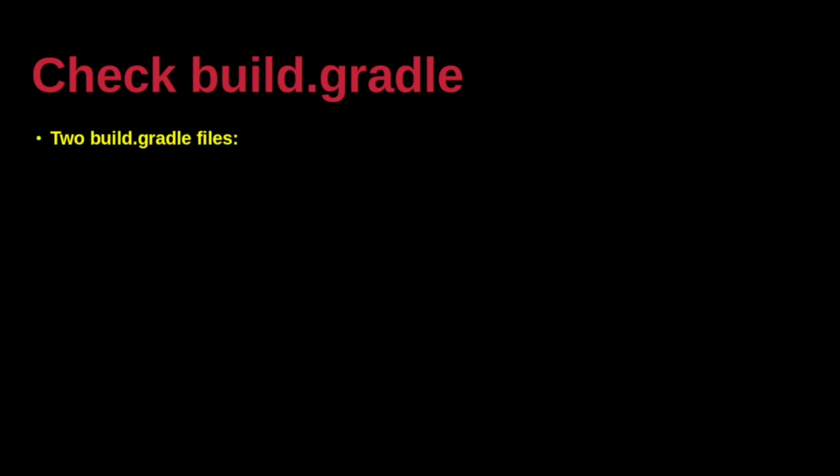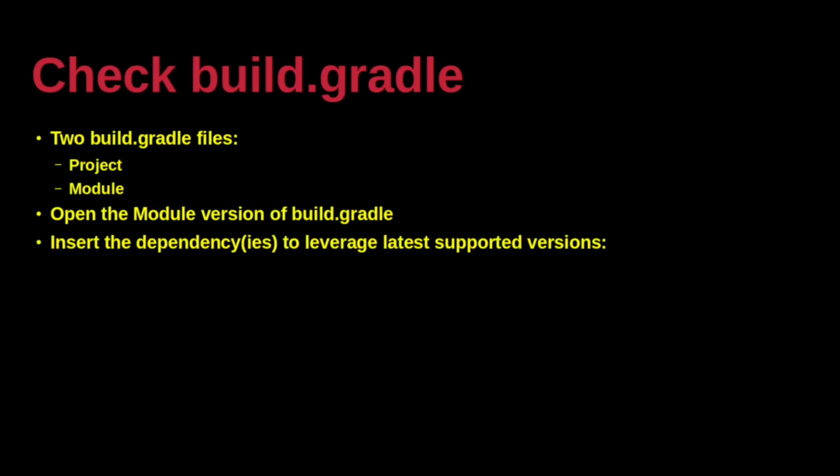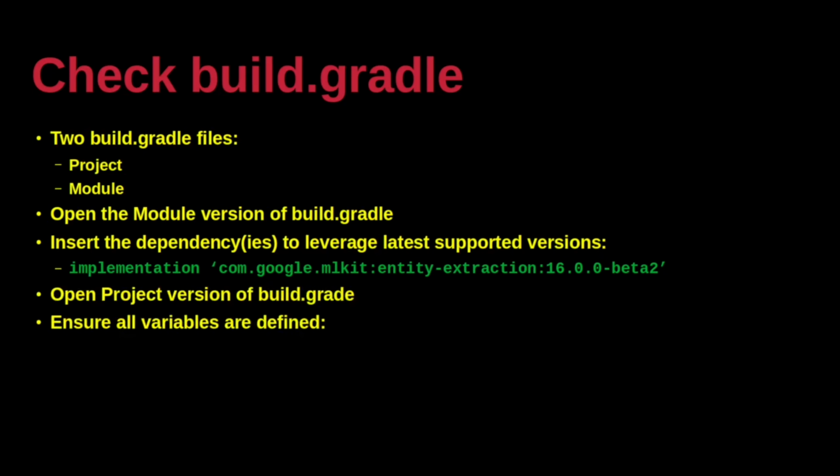There are two build.gradle files, one for project and the other for module. Open the module version of the build.gradle file. Insert the dependencies in the header section of the file. Open the project version of the build.gradle file.